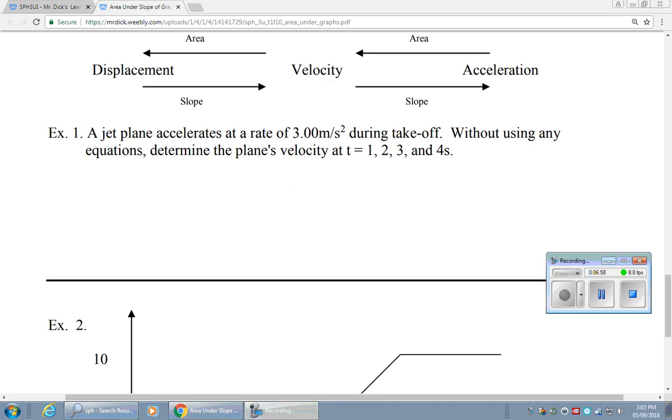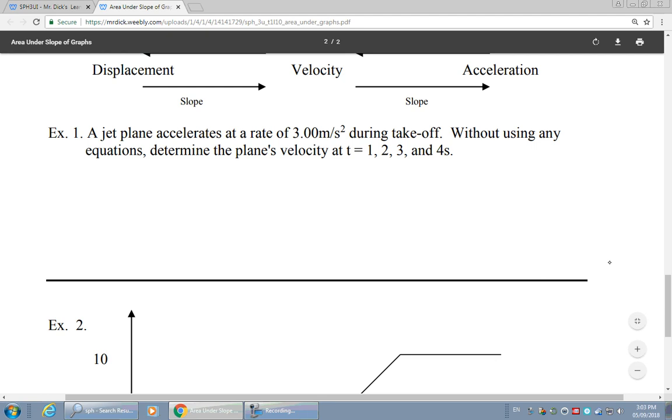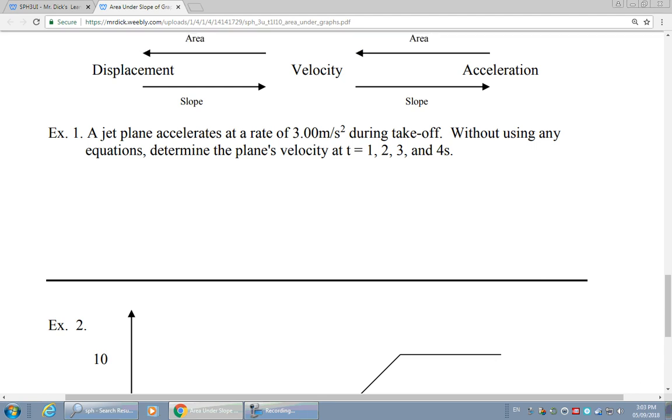So let's see an example that we can solve now using this method. And we're not going to use any new fancy equations to do it. We're just going to use what we know about area, and specifically finding the areas of rectangles like we've been doing so far. So we've got a jet plane that's accelerating at a rate of 3.00 meters per second squared during its takeoff. We're going to try and determine the plane's velocity at 4 different points in time, at t equals 1 second, at t equals 2 seconds, t equals 3 seconds, and 4 seconds.